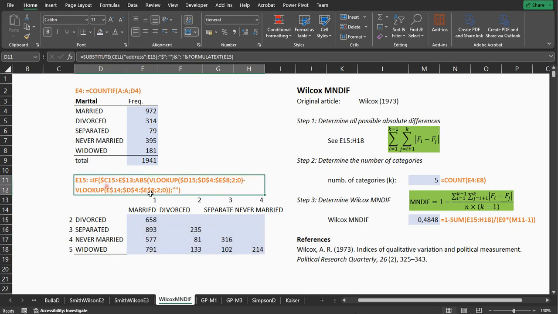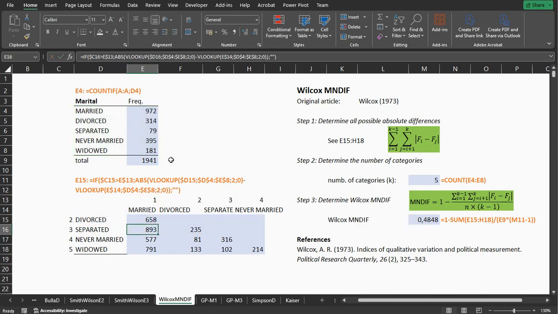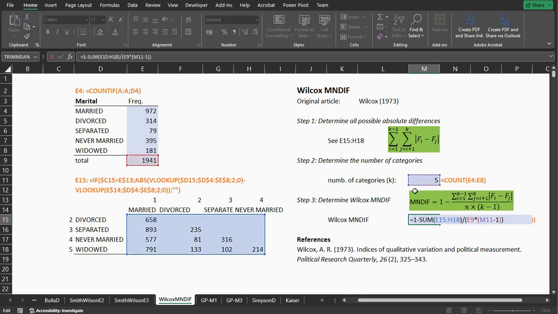and that's a big looking formula, because what this formula over here is implying is to take all possible combinations and differences from each frequency. So here is the difference between this one and that one, this one and that one, and we have to do that for all of them. We of course only do that once, so that's why this formula looks so big. Then we have the number of categories, which was 5, and then finally we can calculate 1 minus the sum of all of these over n times k minus 1.